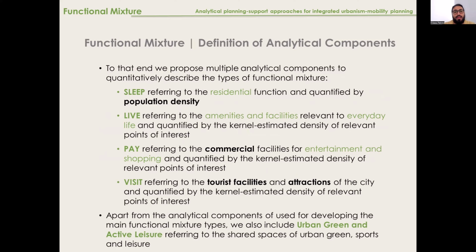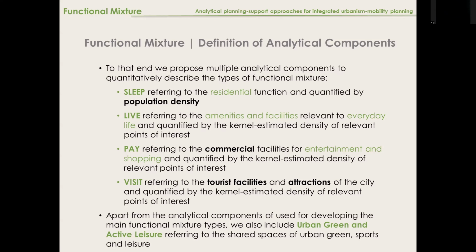We have the residential function that can be quantified by population density, while we have the everyday life amenities and facilities that can be quantified by the density of relevant points of interest, and in the same nature, we have the density of commercial facilities and the density of tourist facilities. So this sleep, live, pay, visit concept can be used to understand the different components of urban functions.